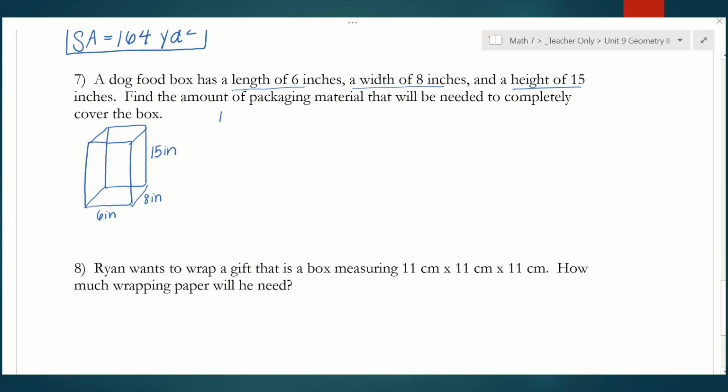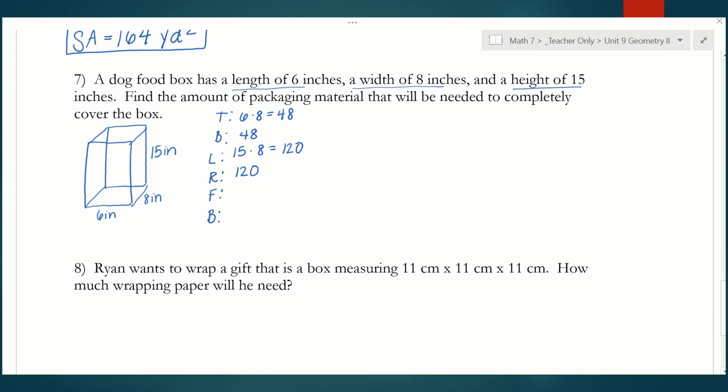All right, so let's go ahead. I'm going to abbreviate for this one. So top, bottom, left, right, front, back. Okay, so top and bottom. I can see those faces are 6 by 8, the top and the bottom. So that's going to be 48 for those two areas. The left and the right, I can see are 15 by 8. So 15 times 8 is 120. So those two have the same area.